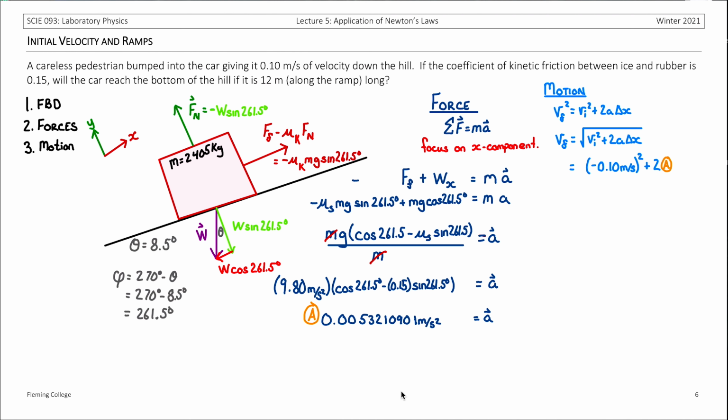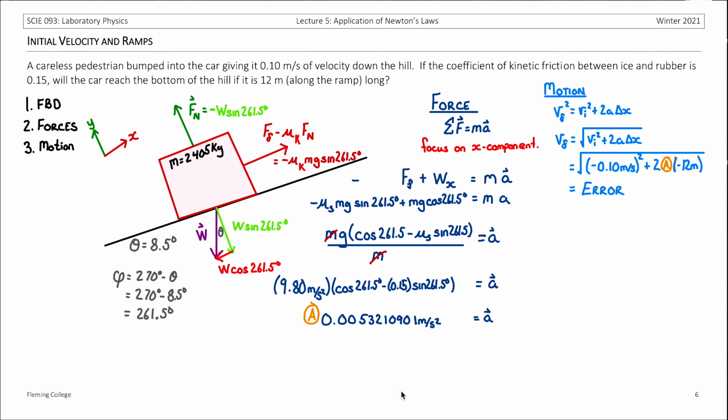And we have a change in position. So if the car starts here and moves this way 12 meters, that's in our negative x direction, so we have to include negative 12. I'll pause for a moment here and let you enter this in your calculator. And your calculator should come back saying that we have an error, which is interesting.